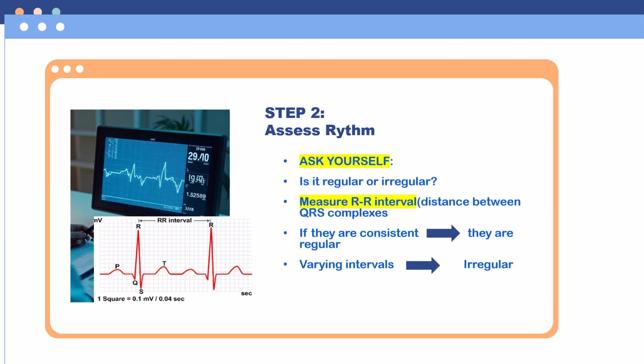Step 2, these are a few questions that you will ask yourself. Ask your rhythm, is it regular? Do you see that between the RR there are 10 boxes, or 5 boxes, or 6 boxes, and between each RR interval, is the interval the same? You have to measure between the QRS complexes. As you can see in the figure I have shown here, this RR interval, next, the next RR is also the same. If they are consistent, they are regular. If they are not consistent, it means the rhythm is irregular.